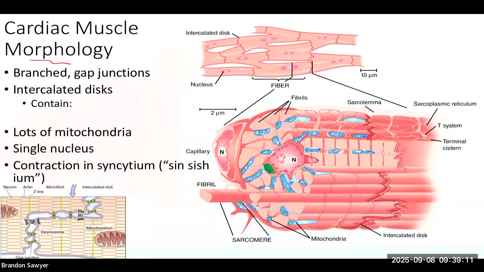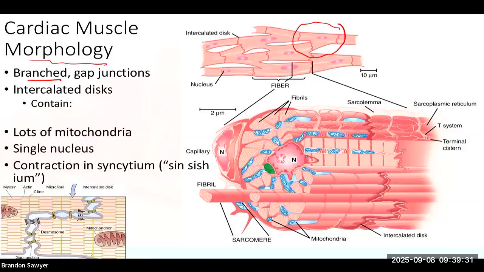As far as the cell itself, they're very different than skeletal muscle cells. They're branched, which is interesting, right? We can see a single cell right here. You can see how it branches into two different spots, right? So one side of it is just singular, but then the other side branches. So that's what branched means.